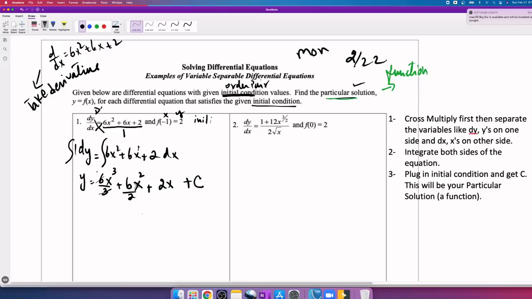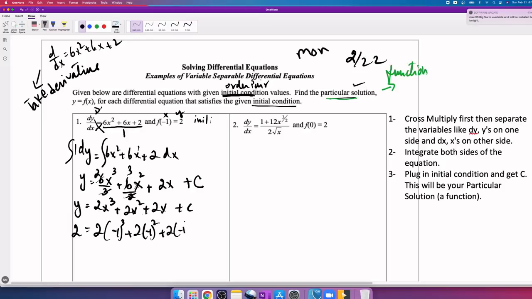So I will simplify this. It's going to go 2. This is going to go 3. So I'm going to write this one more time. 2x cubed plus 3x squared plus 2x plus c equals y. Plug in initial condition. I integrated both sides, plug in initial condition and get c. So I'm going to plug in initial condition. Y is 2 and my x is actually negative 1. I'm plugging in negative 1 wherever I see x. When I solve this, it's going to give me negative 1 plus c. That's a 2. Add 1 to both sides, and it's going to give me c equals 3.